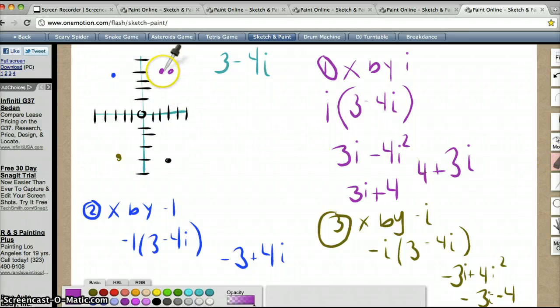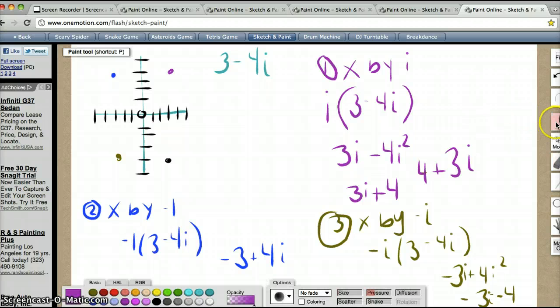Okay? So now can you describe what happens? Let's erase this one. So what happens when we multiply by i? This point rotates 90 degrees. So when we multiply original points by i, it's going to rotate 90 degrees. So what happens when we multiply by a negative 1? So a negative 1 times 3 minus 4i. What we get is negative 3 plus 4i. So from your original point, it rotates 180 degrees when we multiply by a negative 1.